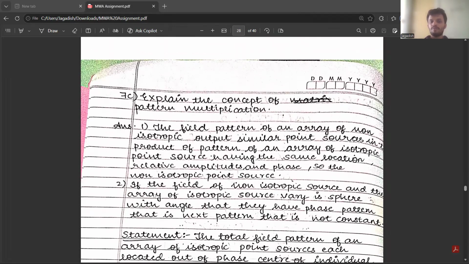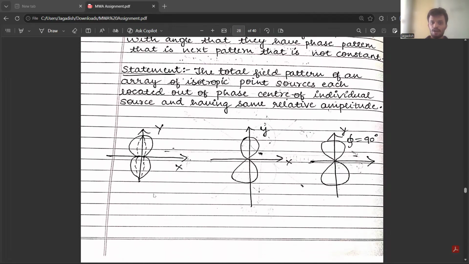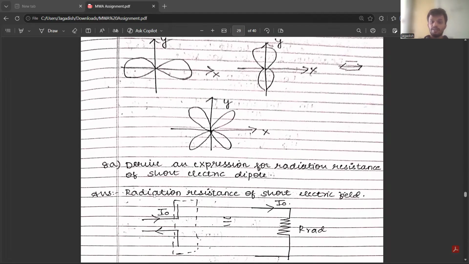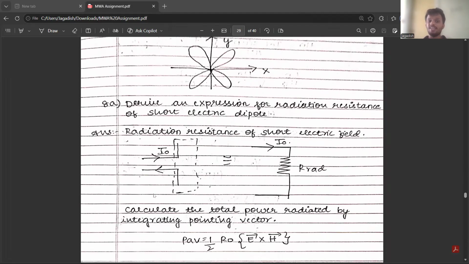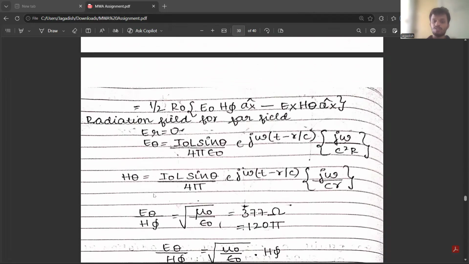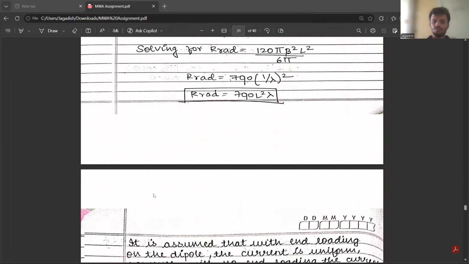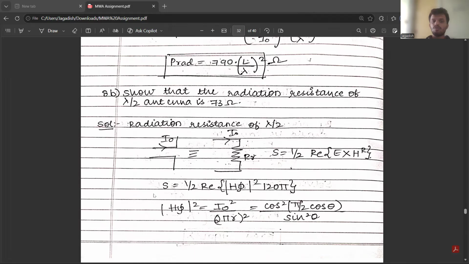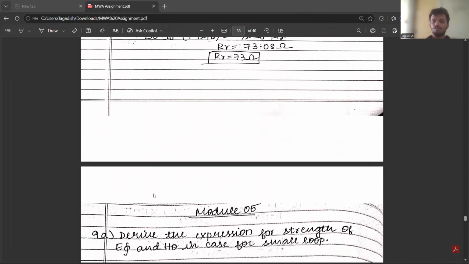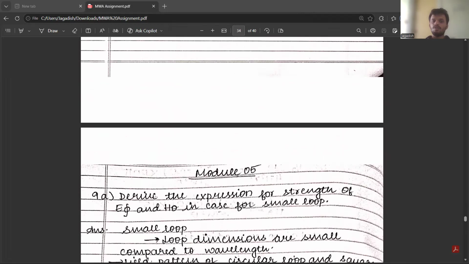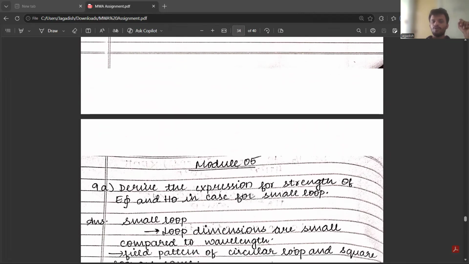Explain the concept of the pattern multiplication. The radiation resistance of a short electric dipole is very much important for the examination, and show this. You learn this from module 4. In module 4, mainly focus on the short dipole derivation. You need to focus on the directivity and power, and learn about the isotropic antennas of same length and same amplitude, that derivation.